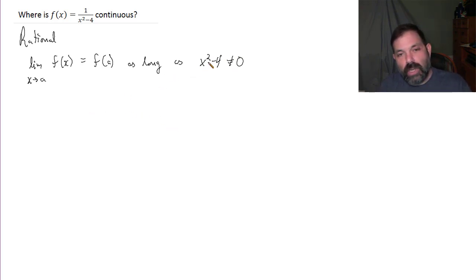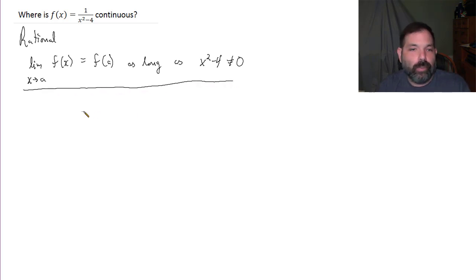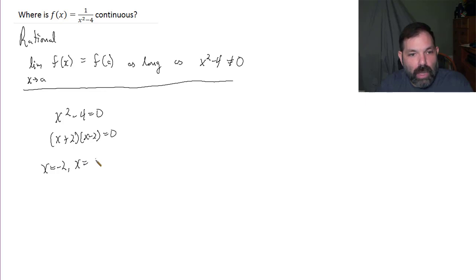So let's see, where is x squared minus 4 not equal to 0? Well, where is it equal to 0? That's maybe easier to solve. x squared minus 4 factors as x plus 2 times x minus 2. That implies x equals negative 2 and x equals positive 2. Those would force the denominator to equal 0, and so we expect discontinuities at those values.